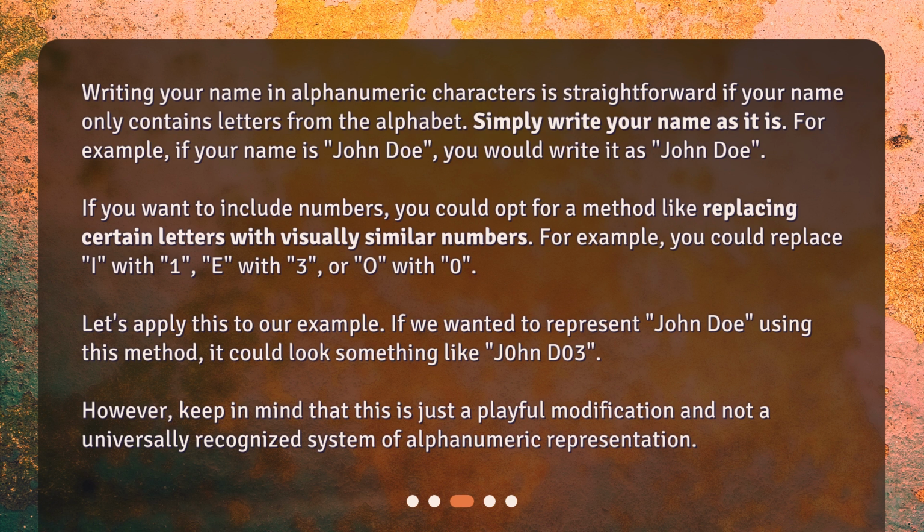If you want to include numbers, you could opt for a method like replacing certain letters with visually similar numbers. For example, you could replace I with 1, E with 3, or O with 0. Let's apply this to our example. If we wanted to represent John Doe using this method, it could look something like J0HND03. However, keep in mind that this is just a playful modification and not a universally recognized system of alphanumeric representation.